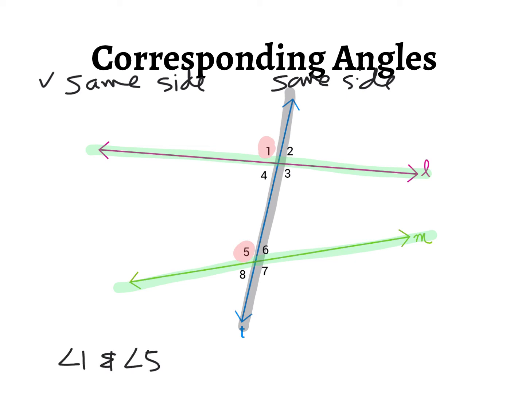Now there's a lot of examples here that are same side, same side. If I choose the ones above the two lines, I can also choose two that are below the lines. So 4 and 8 are also corresponding because they're both on the left and they're both below. They're on the same side of the transversal and on the same side of both lines, on the bottom of both lines.